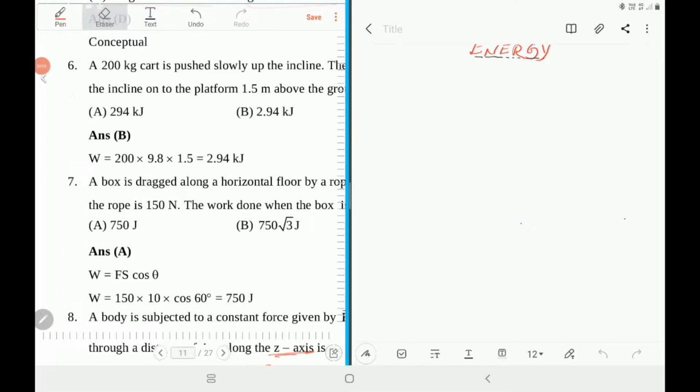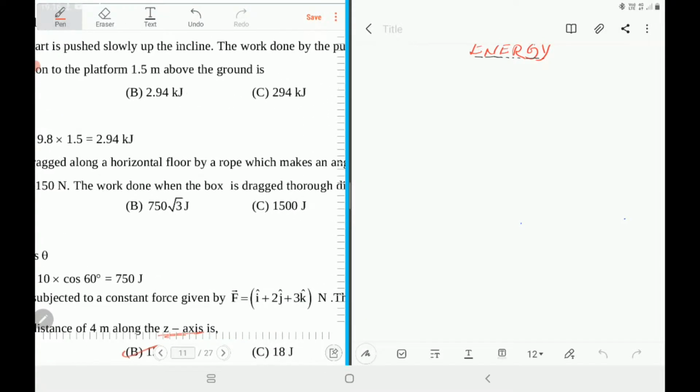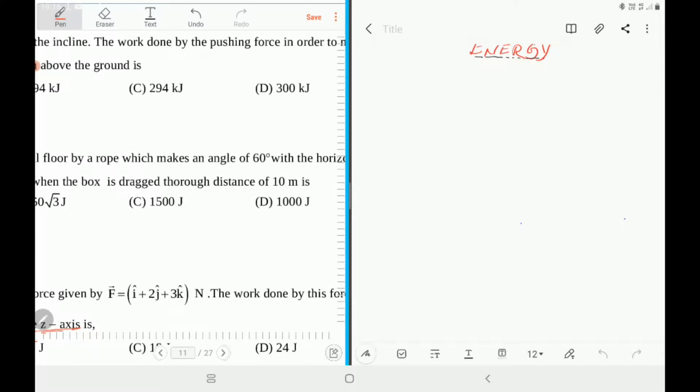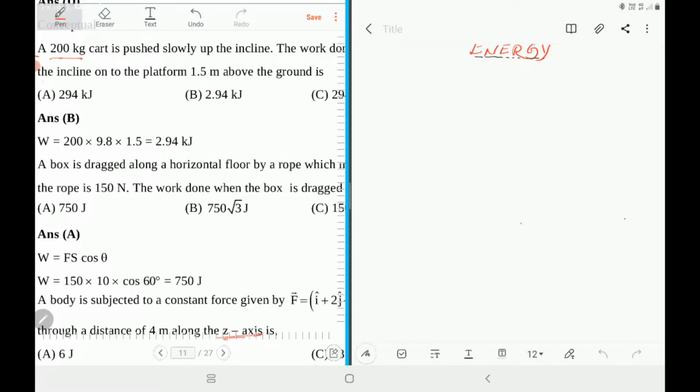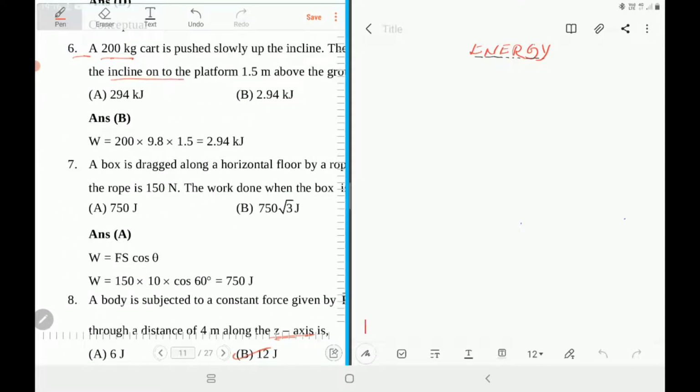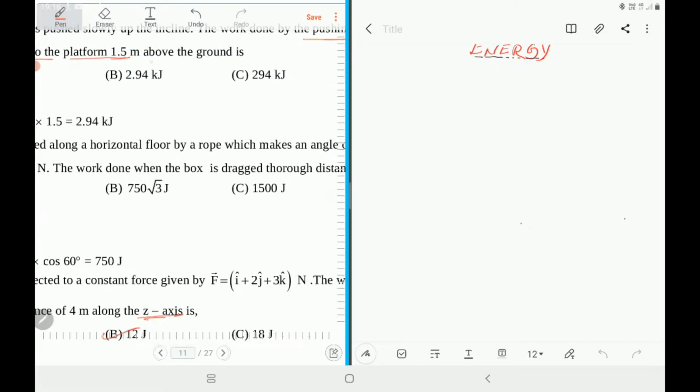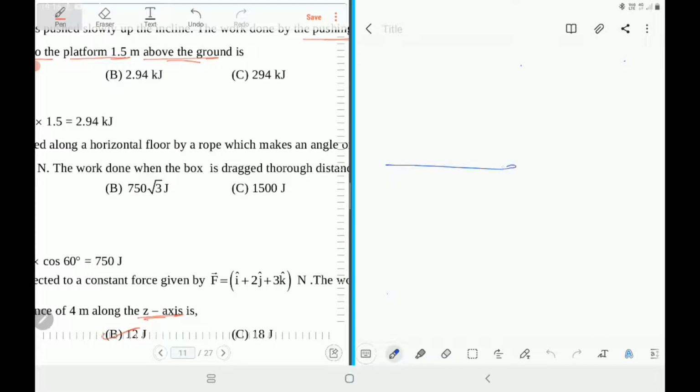Okay, next, problem number 6. A 200 kg cart is pushed slowly up the incline. The work done by the pushing force in order to move the cart up along the incline to the platform 1.5 meter above the ground. See, this is the ground. You just think of the situation. This is the ground, right? You are pushing a cart along the incline to a platform. You are pushing it along the incline, a cart, right?